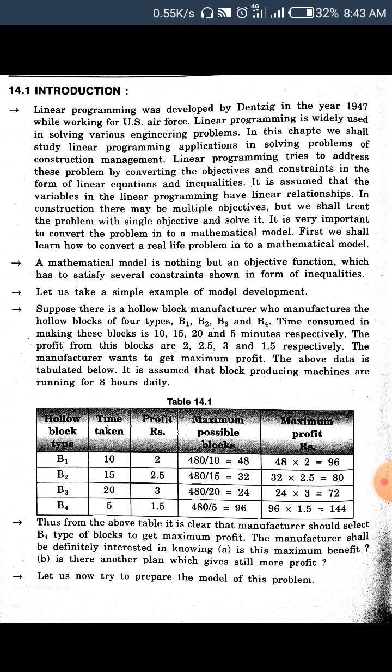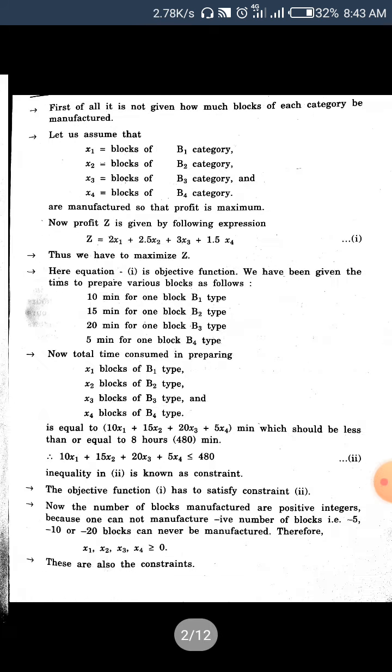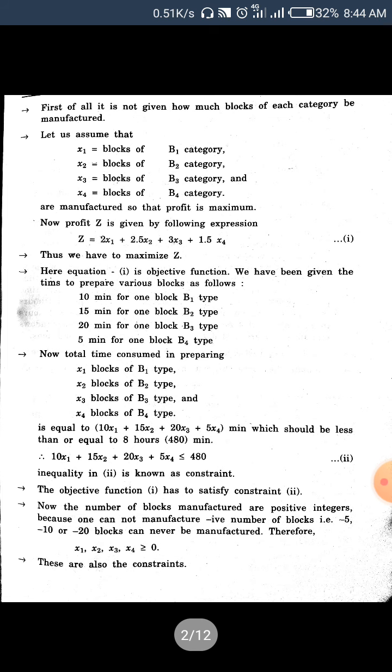So let us now try to prepare a mathematical model for this problem. See how to prepare the mathematical model. First of all, it's given how many blocks of each category are manufactured. Here x1, x2, x3 and x4 are blocks of B1, B2, B3 and B4 category. So x1 blocks of B1 category. Here the manufacturer's profit is maximum.